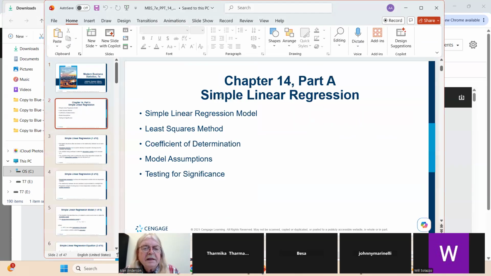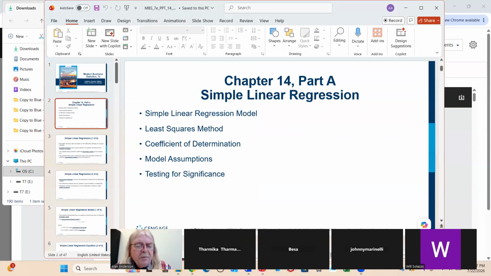All right, so this is 14A. They're going to introduce the simple linear regression model, as opposed to the multiple regression model, which comes in chapter 15, which is not part of this course. But if you need it, let's say you're doing a research project or something else, you know that it's in there. The method we're using is called least squares.